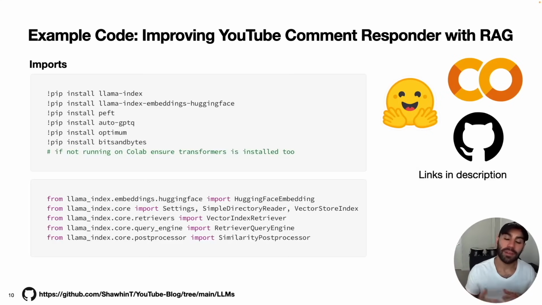So we start by importing all the proper libraries. This is code imported from the Google Colab, so there are a few libraries that are not standard, including Llama Index, the PEFT library, which is the parameter efficient fine-tuning library from Hugging Face. There's Auto GPTQ, which we need to import the fine-tuned model, as well as Optimum and Bits and Bytes. And if you're not running on Colab, also make sure that you install the Transformers library from Hugging Face. With all the libraries installed, we can just import a bunch of things from Llama Index.